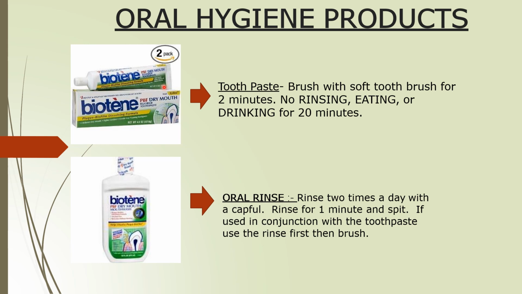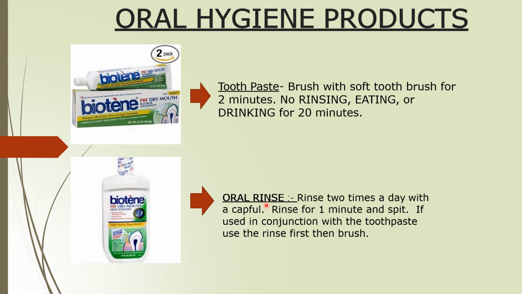What are the oral hygiene products? The first is toothpaste, and the second is the oral rinse. Toothpaste: brush with a soft toothbrush for 2 minutes. No rinsing, eating, or drinking for 20 minutes after the use of toothpaste. Oral rinse: rinse 2 times a day with care.